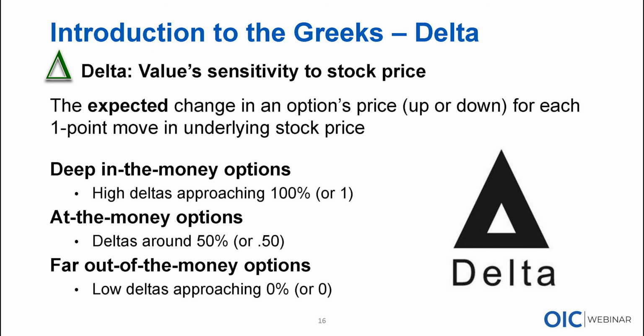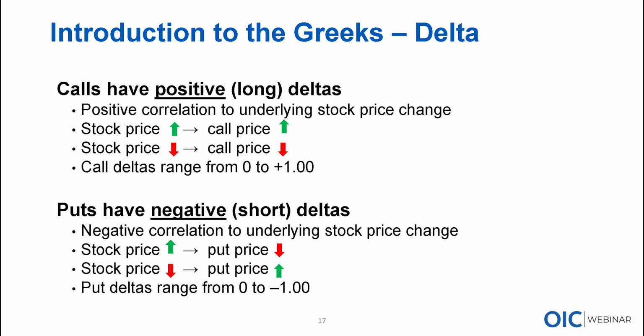At the money options, delta's around 50%. Every $1 the stock moves, that option is going to move around 50 cents. And then far out of the money, every $1 the stock moves, the option isn't going to be affected that greatly. Calls have positive deltas, meaning as the stock goes up, the value of the call goes up. As the stock goes down, the value of the call goes down. Puts have negative deltas. Stock goes up, value of the put goes down. Stock goes down, value of the put goes up.